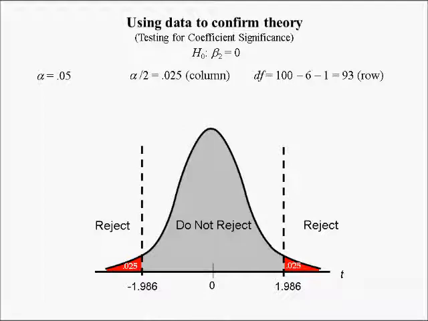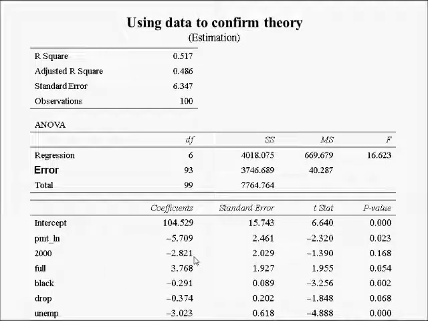The cool thing about doing individual significance tests is that the alpha doesn't change, the degrees of freedom don't change, and nor do the critical values change. So all we've got to do is recompute the t-statistic. The t-statistic for beta 2, if you recall, is negative 2.821 divided by 2.029, for a t-stat equal to negative 1.390 and a p-value equal to 0.168.